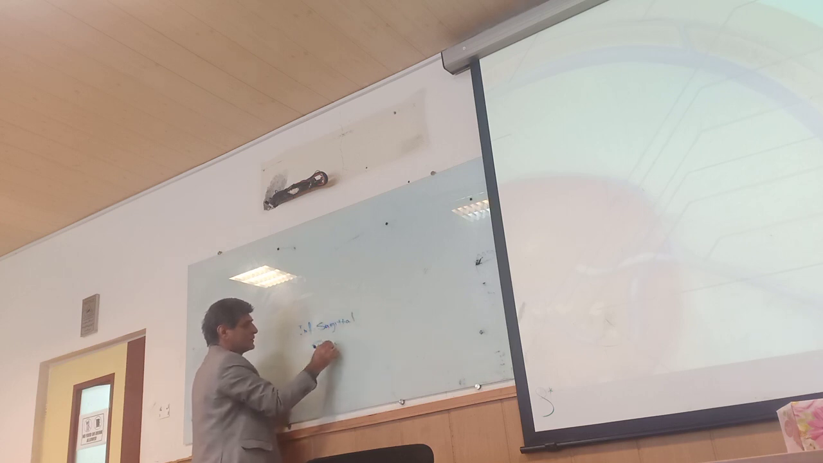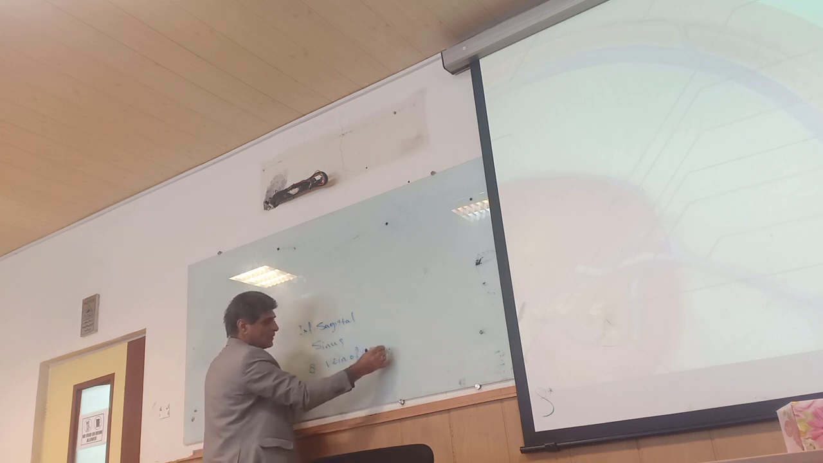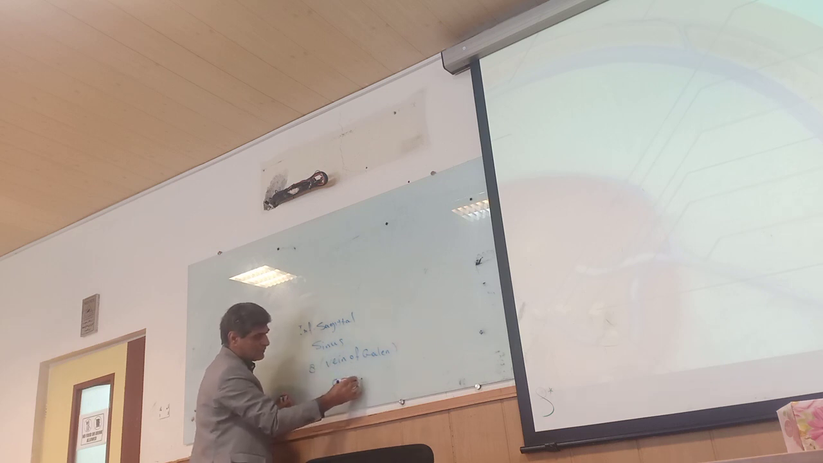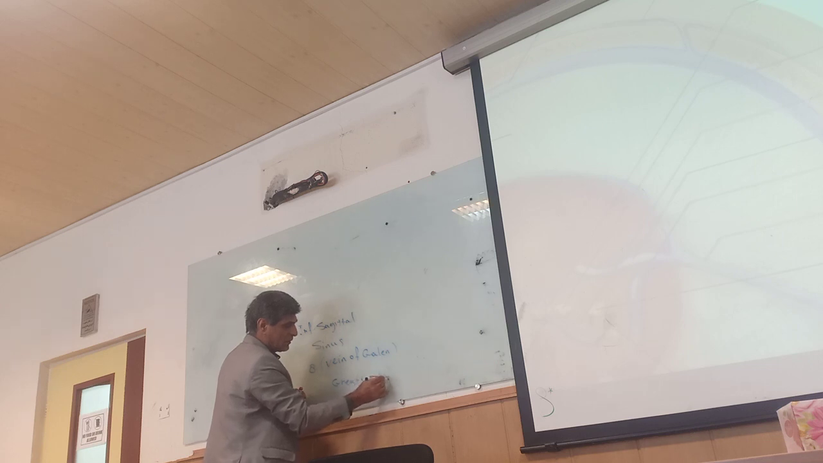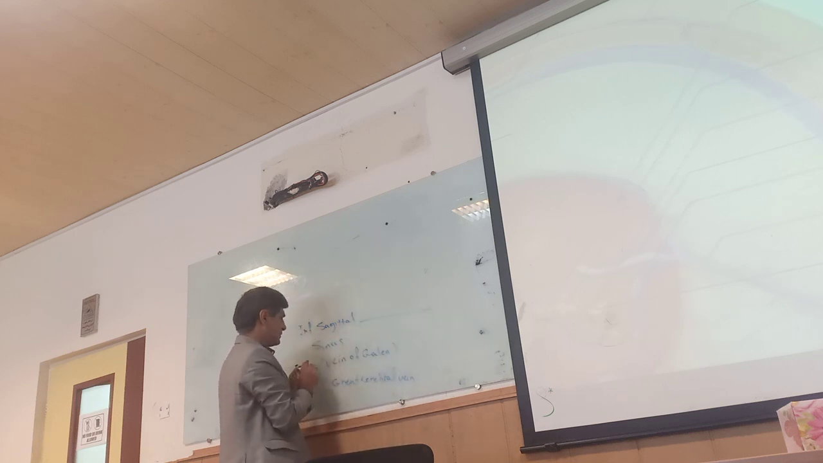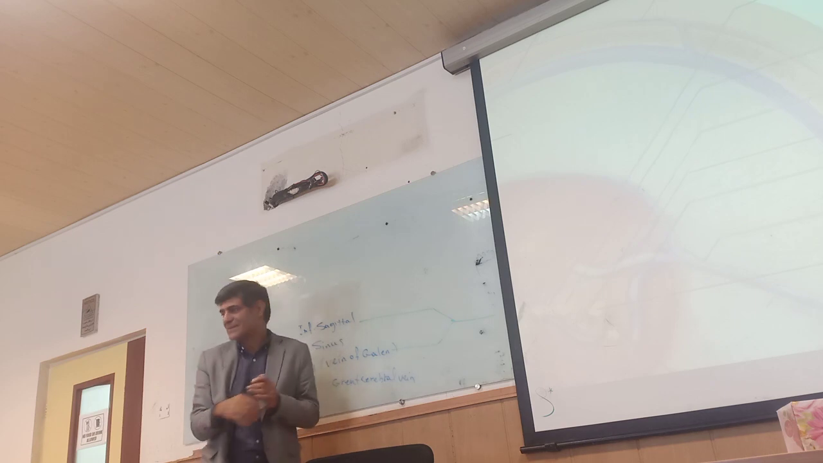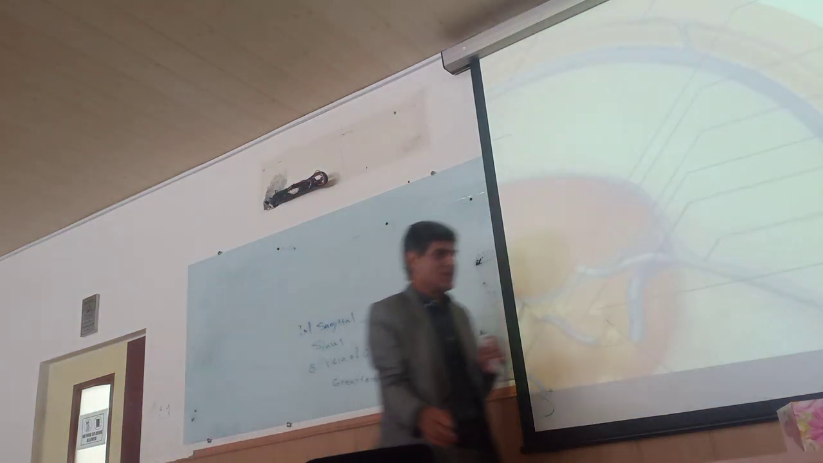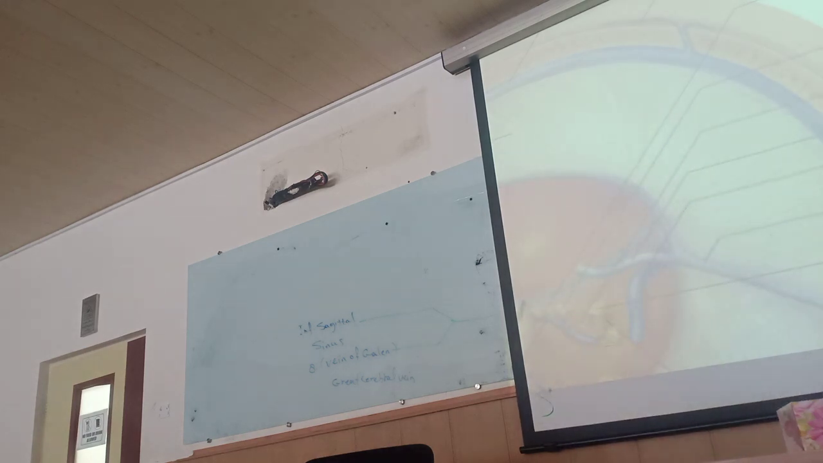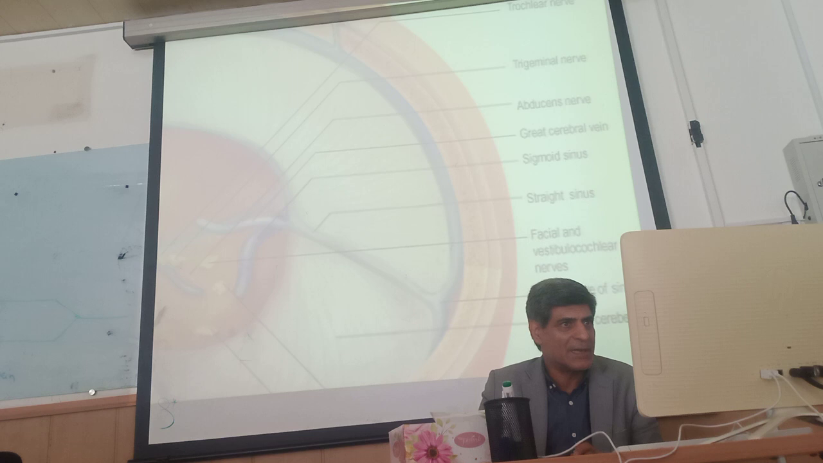Sagittal sinus and the vein of Galen, another great cerebral vein, join this sagittal sinus. The straight sinus is formed from the inferior sagittal sinus and the great cerebral vein, or vein of Galen.